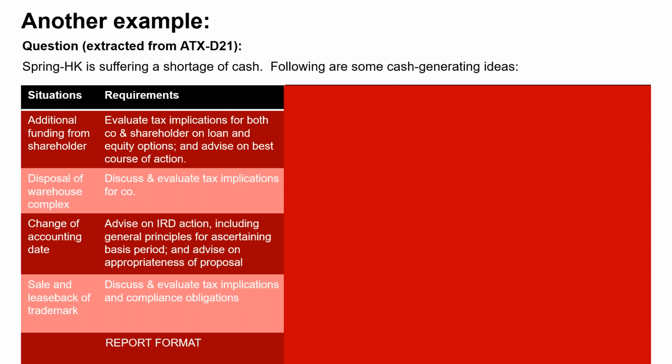I have another example here extracted from ATX December 21. In this case, you are given 4 cash generating ideas, meaning that you are given 4 options. The first option relates to shareholder funding by way of loan or equity. Loan involves interest income on one side and interest expense on the other side. Equity involves dividend payout on one side and receivable on the other side.